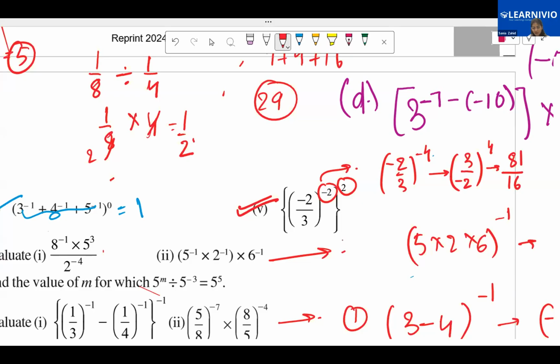Yes, ma'am. But how do we get 81? 3 into 3 into 3 into 3. 3 into 3 is 9, 9 into 3 is 27, 27 into 3 is 81. Oh, I thought it was 3 into 4, 12, like that. No, never be confused with this. Power never means to multiply the base and the exponent. Giving a power to any base number means that you have to multiply the base number the number of times the power is written. Like 3 to the power 4 means 3 into 3 into 3 into 3. Okay?